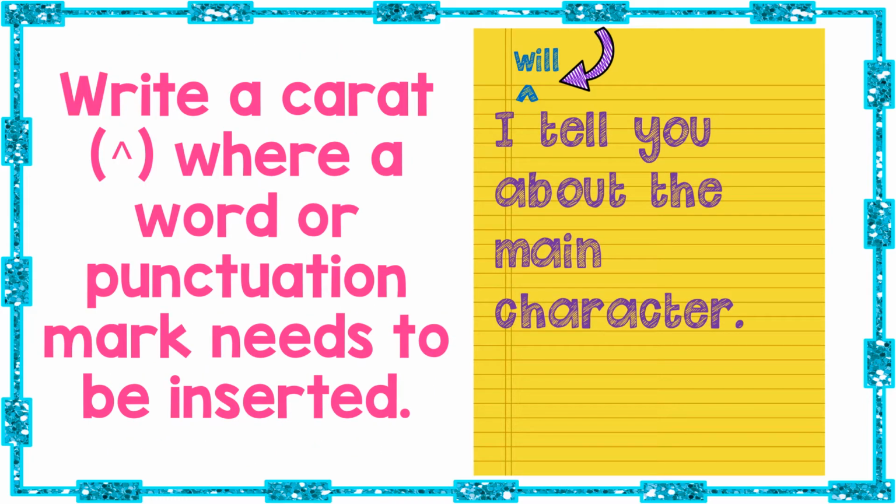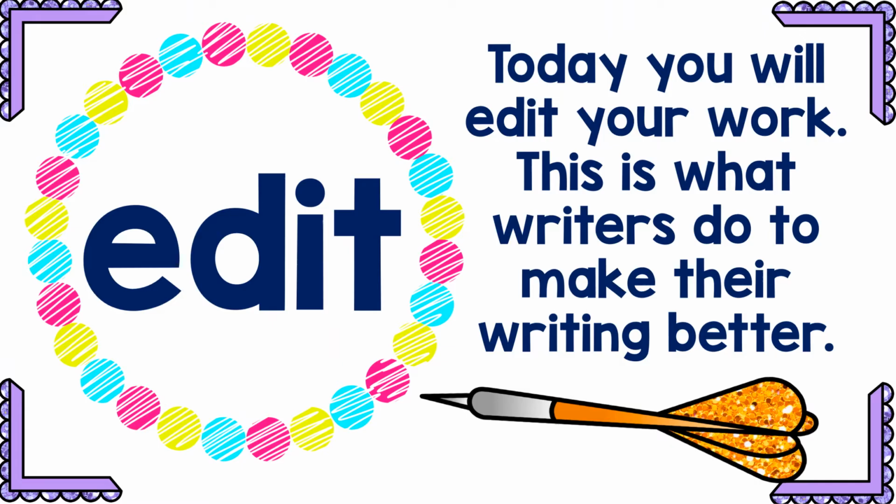You may want to put a caret in there. If there's a word that you're missing, you could draw that little, it's almost like an upside down V, and write that word in there. We do that often as writers. So when we go back and write our final draft, we write it correctly with our sentences having a complete thought. Now you're going to pause the video.